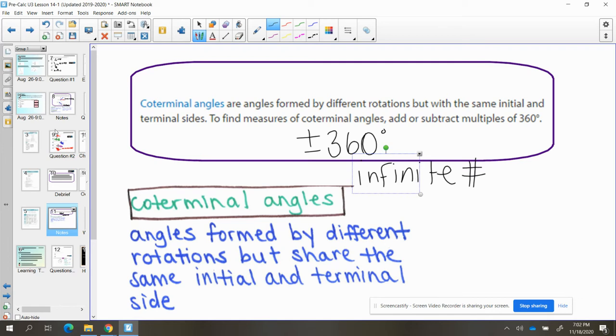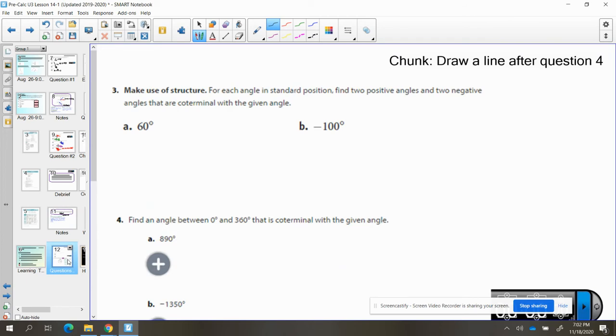And again, very important vocab word that we will use a lot. Now to look at that in the examples, if they are asking us to come up with 2 positive and 2 negative coterminal angles, we would want to add or subtract 360 n number of times that would make that possible. So if we add 360 degrees to 60, we end up with 420. That's a positive coterminal angle. And if we add another 360, we get 780. Now, if we were to subtract 360 from 60, we would get negative 300 and negative 660 as possible answers.